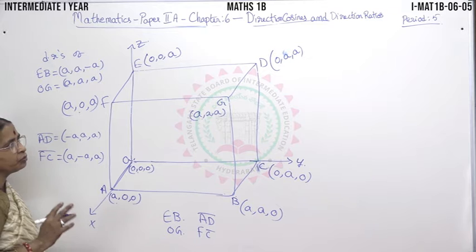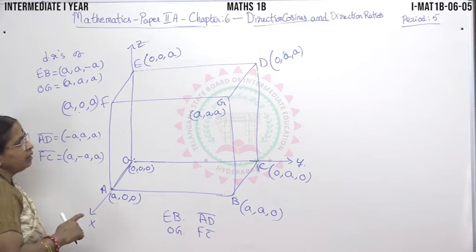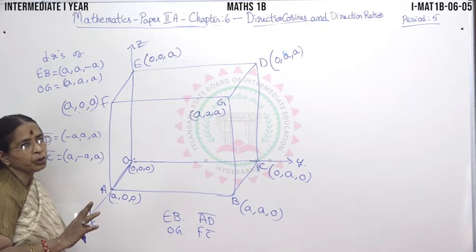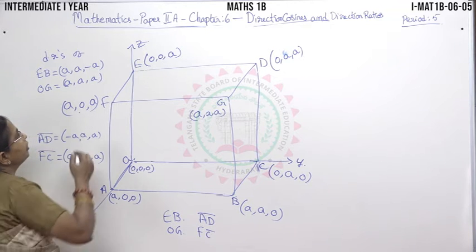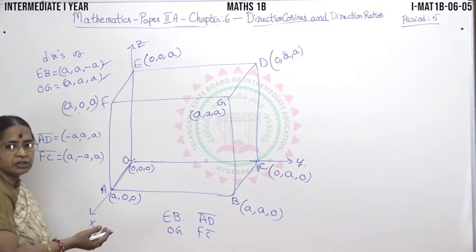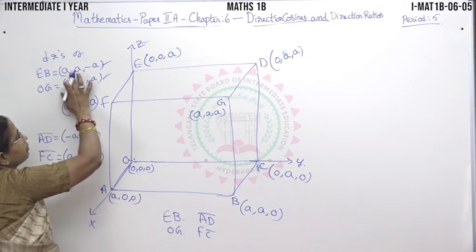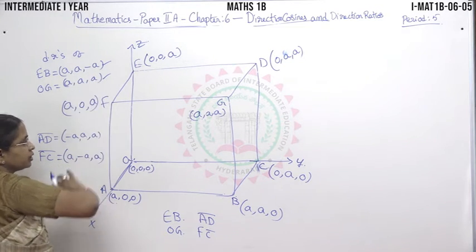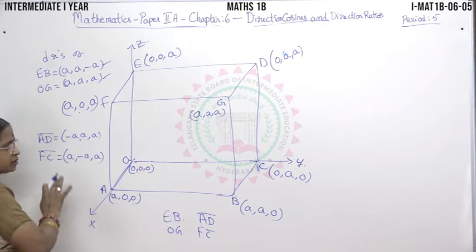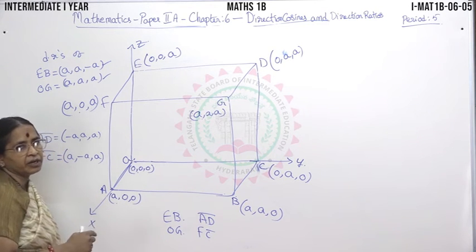Now you have two problems based on the cube. The two problems are: find the angle between any two diagonals of a cube. So when you know the direction ratios of any two diagonals, you can use that cos theta formula and find the angle between them, taking them as A1, B1, C1, A2, B2, C2, like that. You can take any two diagonals. Among the four diagonals, you can take any two diagonals and find the angle between them.